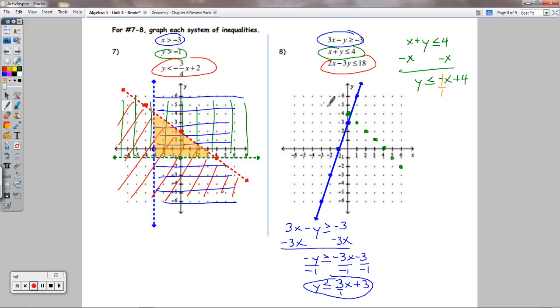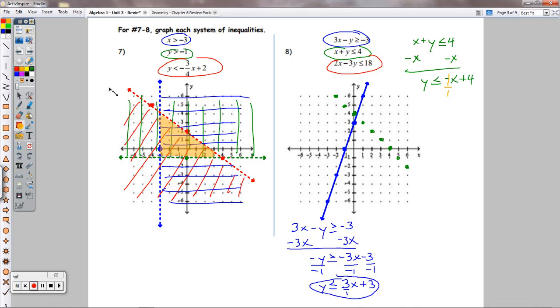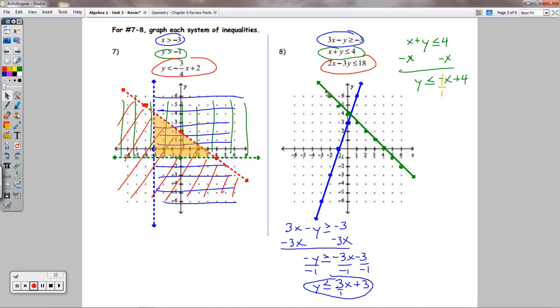If you go the other direction, you're going to go up 1 and left 1, up 1, left 1. Another solid line because or equal to is a possibility. And so let's draw a solid line connecting those dots right there. I'll move that so it's a little more accurate there. There we go.